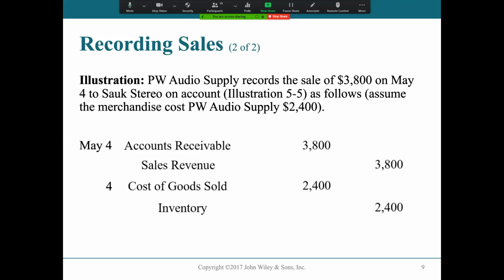So always for every sale, there's 2 entries. There's what I call the retail entry. That's the amount we sold it for. And that's going to be accounts receivable or cash, depending on the nature of how we sold it. And then a credit to sales revenue. And then the cost entry, which is going to be our cost of goods sold, which is an expense. And then the reduction of our inventory at the cost. Always, every time we sell something, that's going to be the entry.